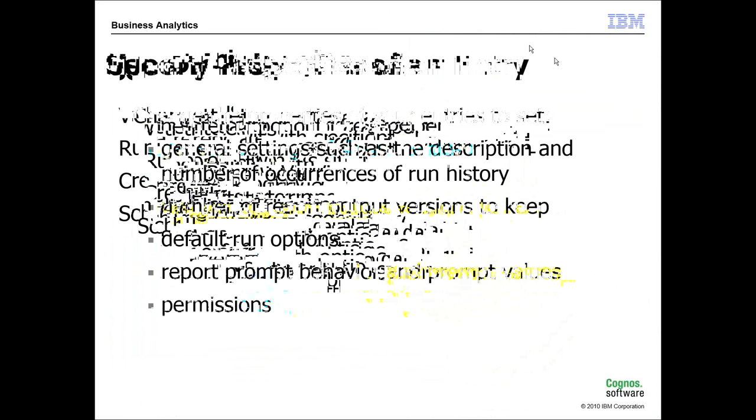Perhaps you have write access. That means that you have the ability to delete the object, or you have the ability to modify the description of the object. Execute, well, that's self-explanatory. That means that you can actually execute the report in order to fetch the most current data.